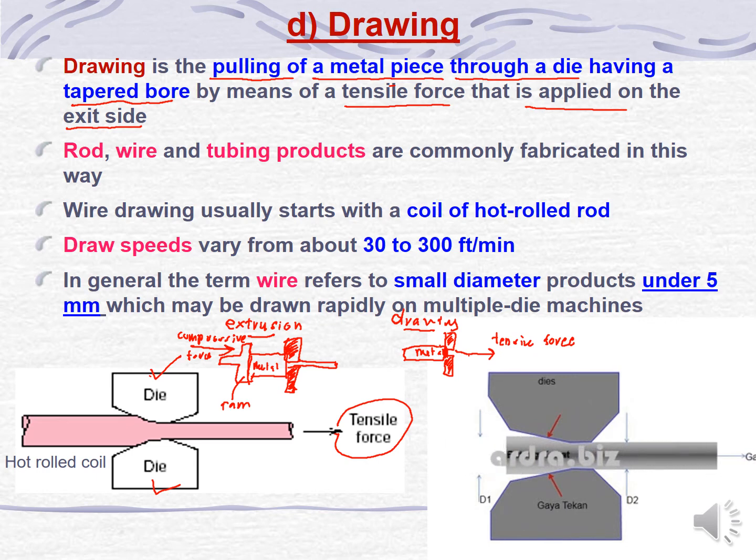Okay. What are the common products for drawing? Common products are rod, wire, and tubing products. Normally drawing starts with a cold or hot rolled rod. The draw speeds vary about 30 to 300 feet per minute. The term wire refers to small diameter products, less than 5 mm.